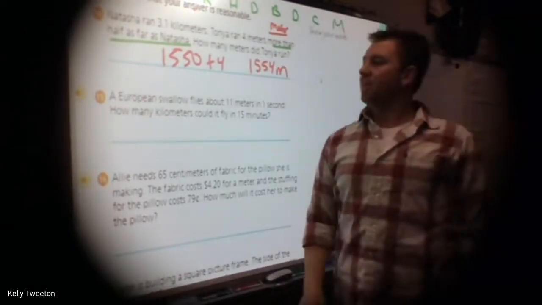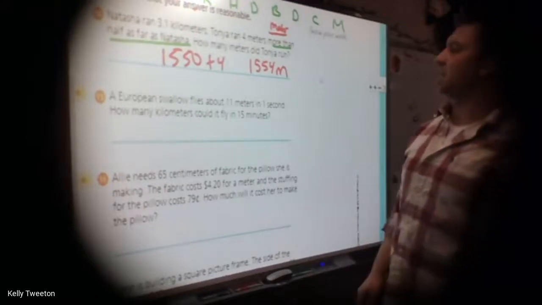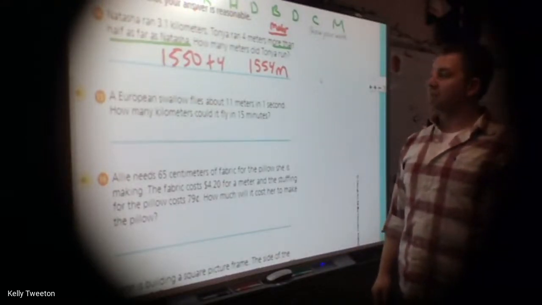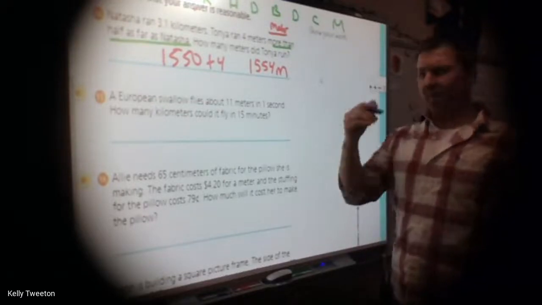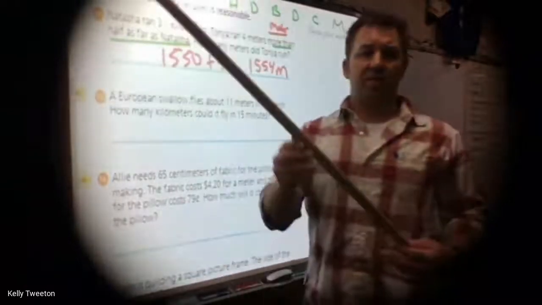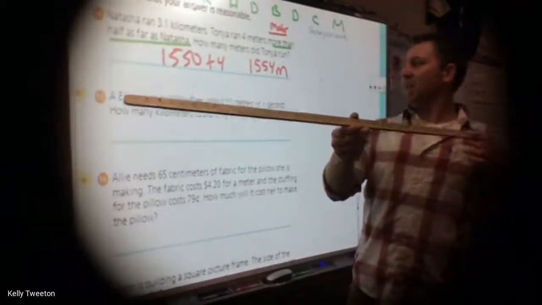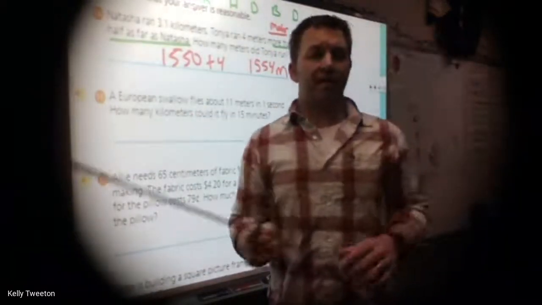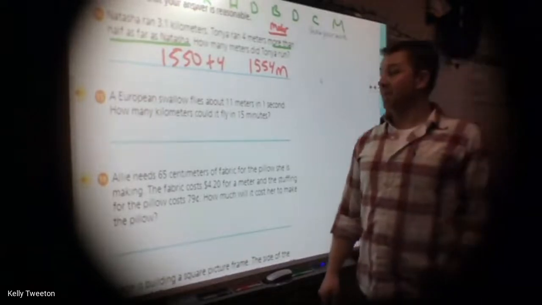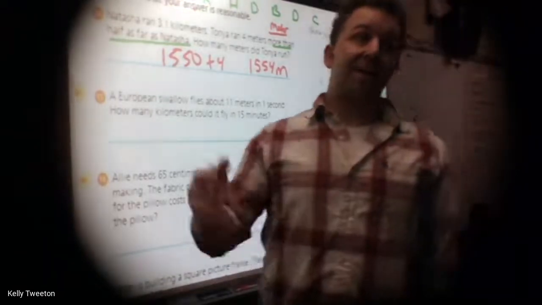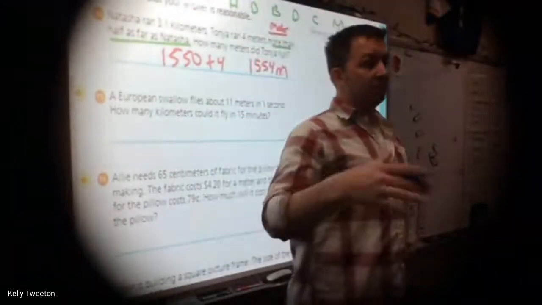Next one. A European swallow flies about 11 meters in 1 second. That's pretty fast. If you start thinking about that, remember our meters sit right here. That's one of these. That would be 11 of these in 1 second. That's pretty fast. How many kilometers could it fly in 15 minutes? Okay. There's a lot of stuff we have to do here. Remember, we're converting some stuff.